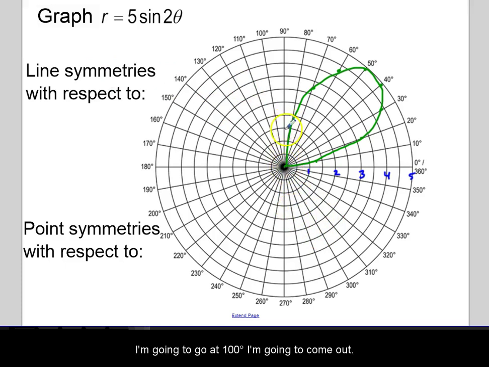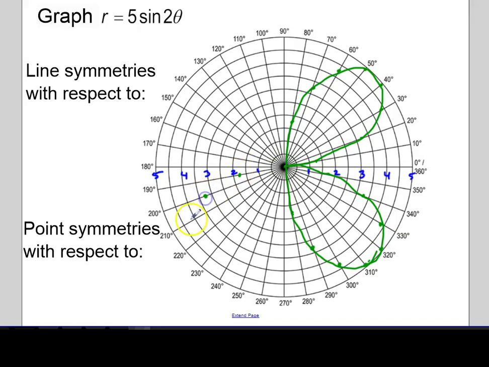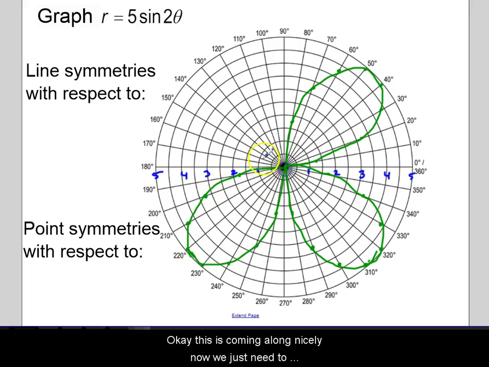So I'm going to go at 100 degrees. I'm going to come out 1.71. So I'm going to look something like that on 280. Right, there it is. So now I'm plotting the point 190, 1.7. Okay, this is coming along nicely.